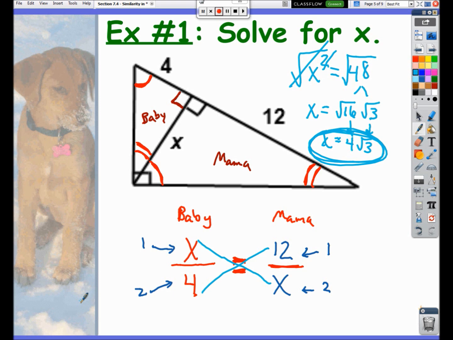Now, if you tried using the Papa triangle, you would get stuck. You would end up with more variables than what you could really solve with. So there's ideally going to be one particular proportion that's really going to allow you to solve for what's being asked for in the problem.